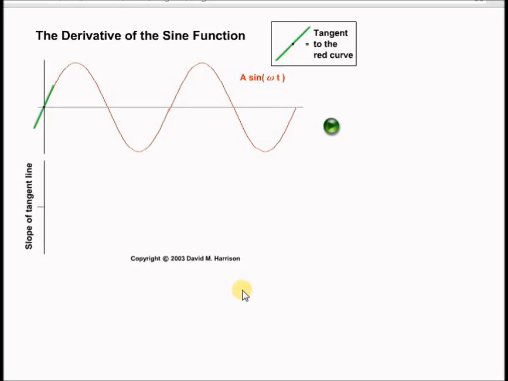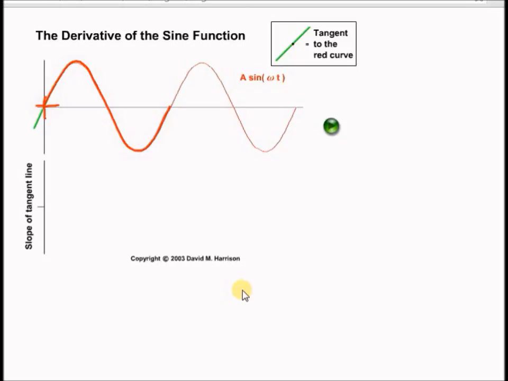Okay, here's a little animation of the derivative of a sine function. We will look at, in particular, the sine function. It's just a normal sine function. It goes through the origin at 0, 0, right here, and it starts with an upward trend. And remember, a sine function with no transformations has a period of 2 pi.